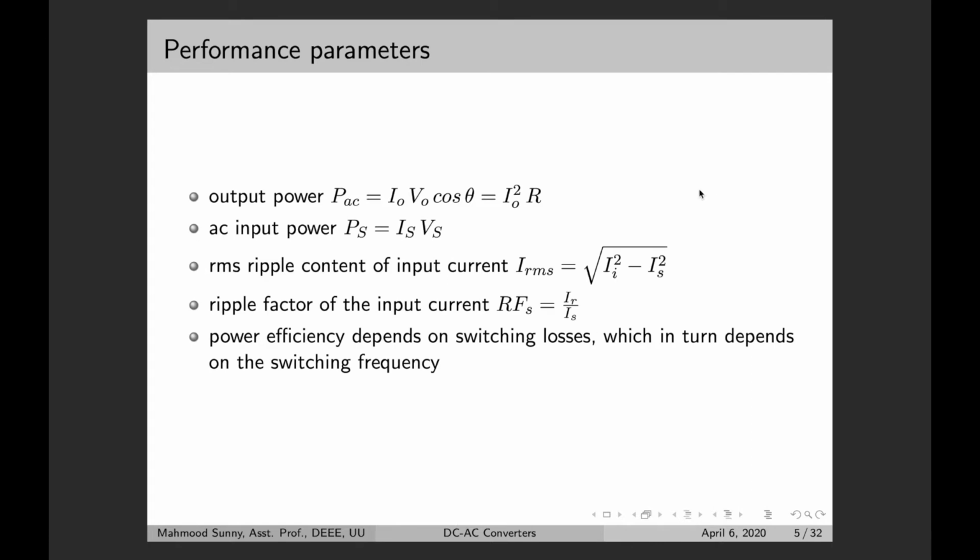We can use some performance parameters to evaluate the performance of the inverter. Output power: we multiply the output voltage, output current and the power factor. AC input power: we multiply the supply voltage and supply current. RMS ripple content of input current: we can get it from the subtraction of the RMS value and the average value of the current. Ripple factor of the input current: we compare the RMS current and the average current. Power efficiency of the inverter depends on switching losses, but we can control the switching losses by controlling the switching frequency.